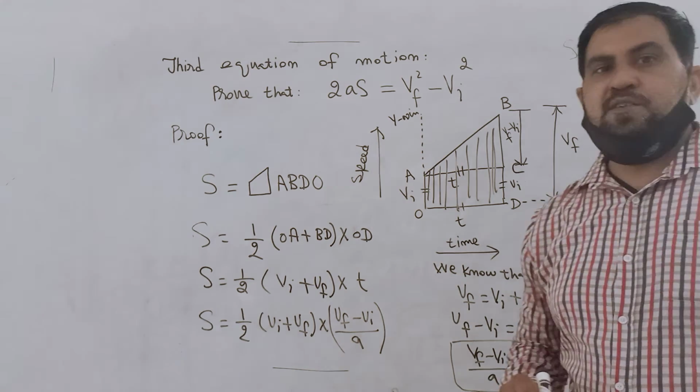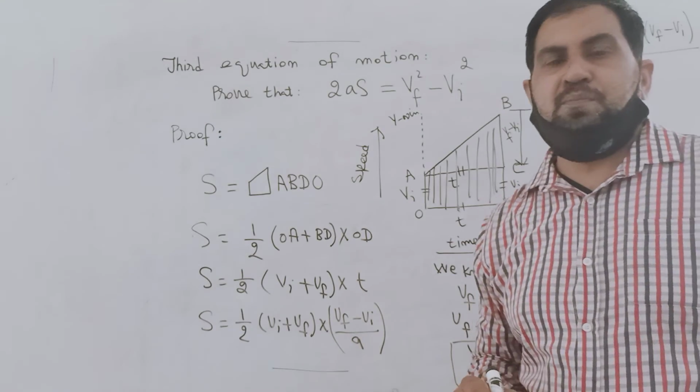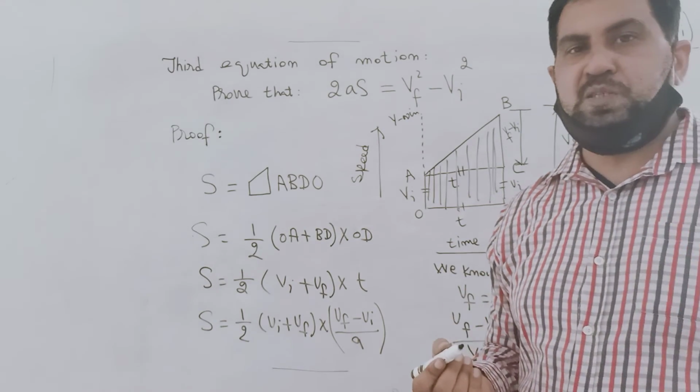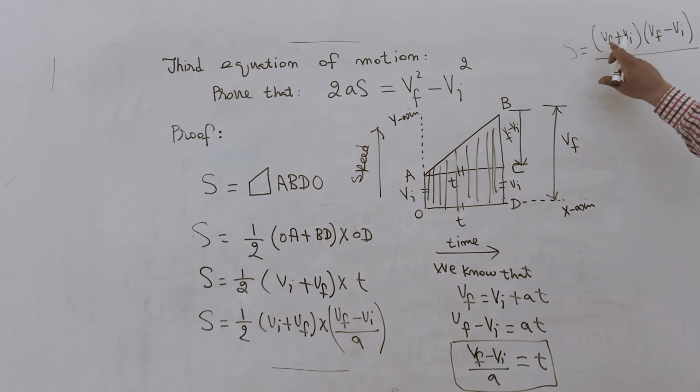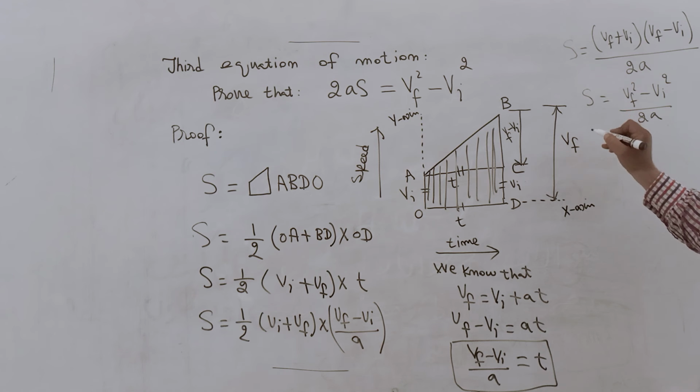A very famous algebraic formula, A plus B into A minus B is equal to A square minus B square. Here Vf plus Vi into Vf minus Vi, so we can write it as Vf square minus Vi square over 2A. Cross multiply, 2AS is equal to Vf square minus Vi square.